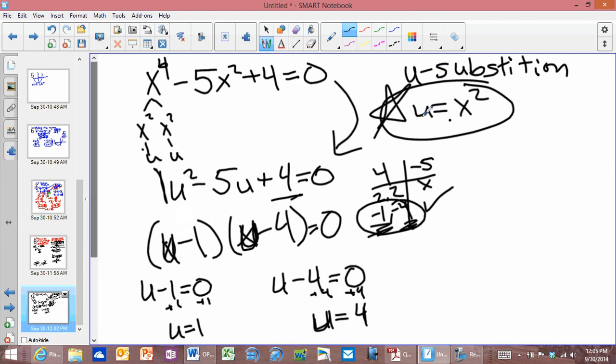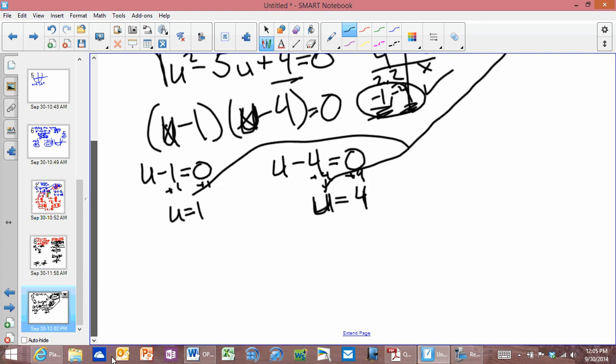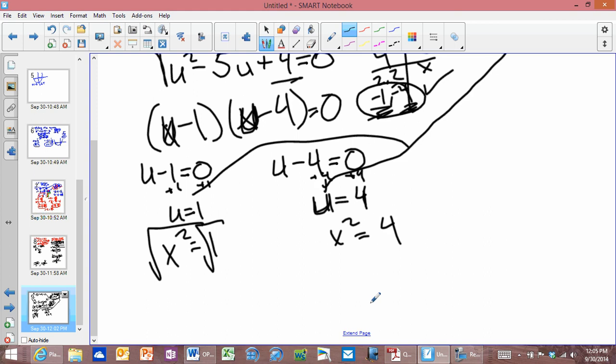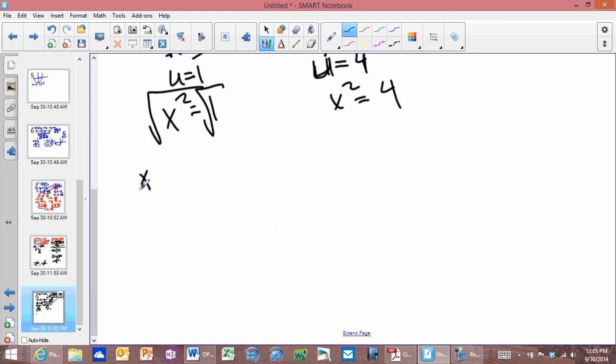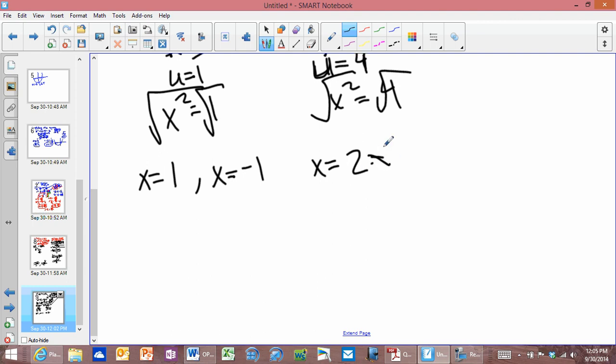Then I have to come up here. What did I write for my equation? I'm going to use that and put it back. I'm going to put x squared back for my u's. So then I have x squared equals 1 and x squared equals 4. How do I go through solving these? I need to take the square roots. What's the square root of 1? Don't forget that you have 2 square roots of 1. I have x equals 1 and x equals negative 1. Square root of 4 over here, I have x equals 2 and x equals negative 2.